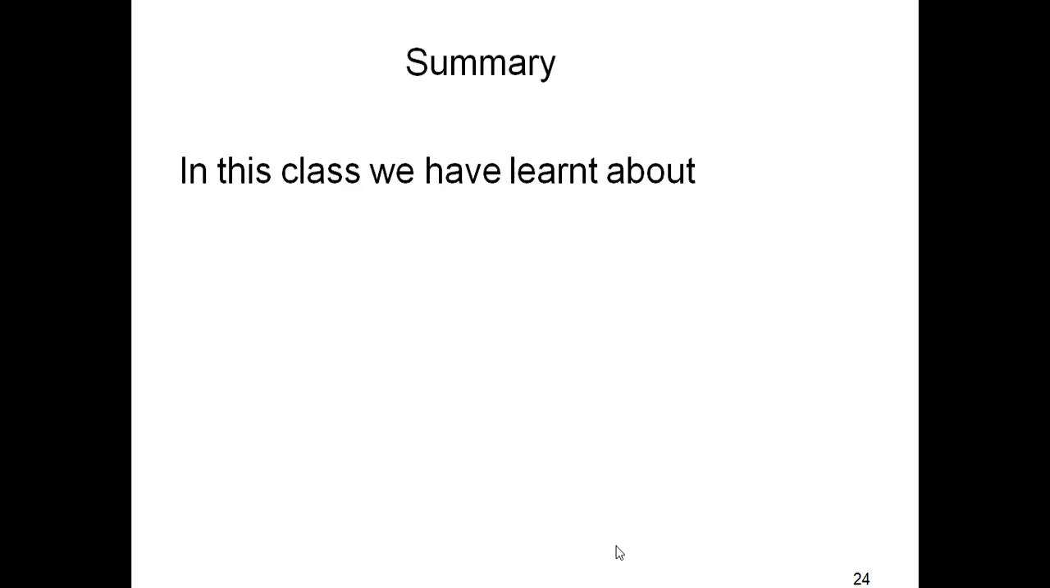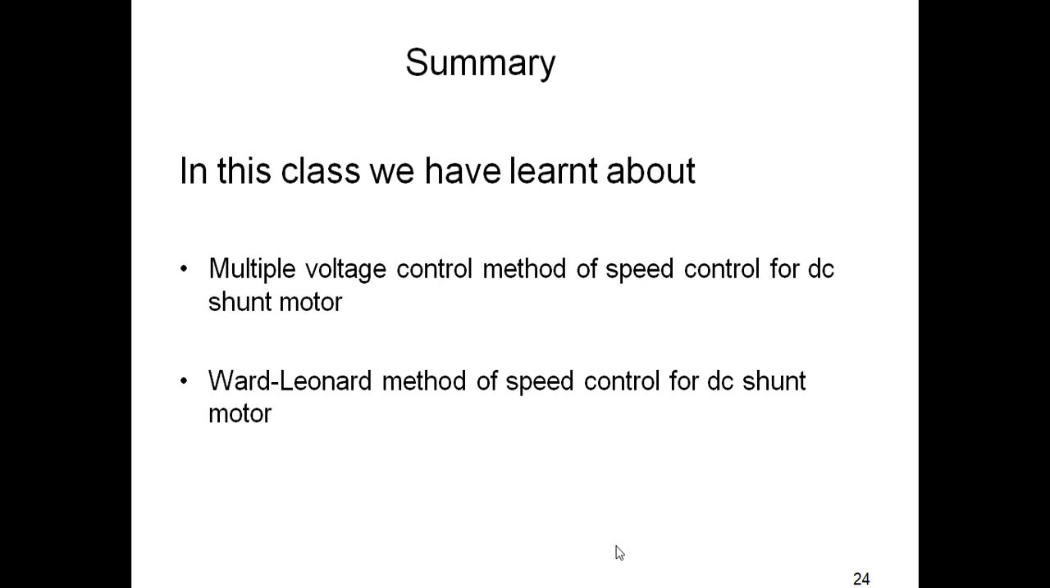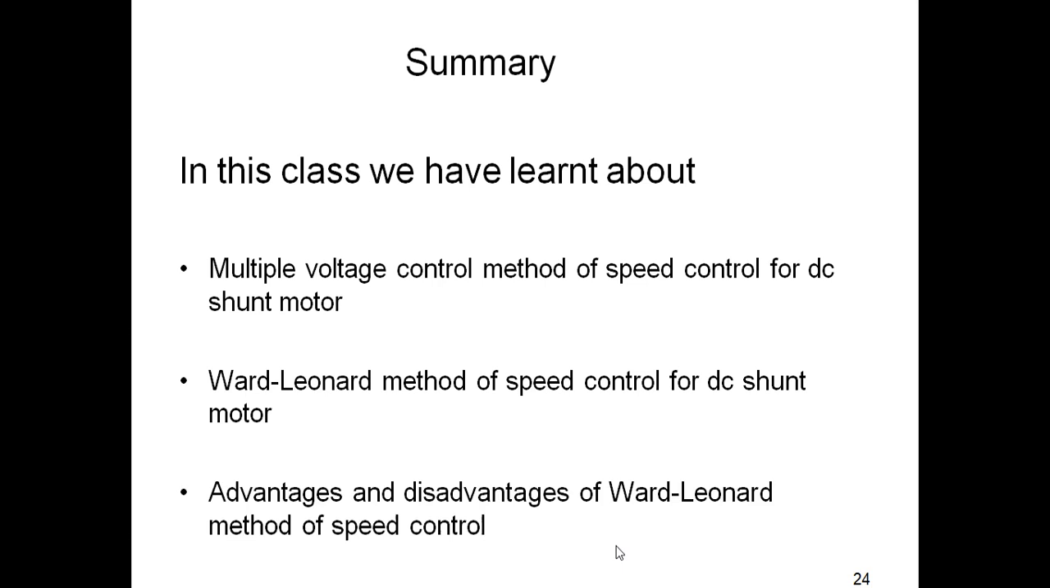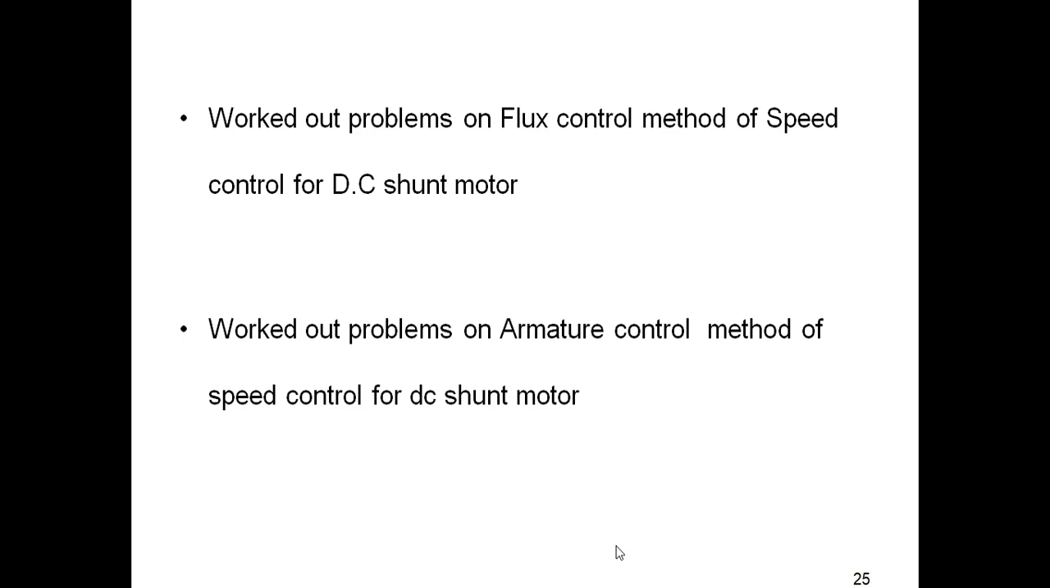From this presentation, we have learned about the multiple voltage control method of speed control for a DC shunt motor, and also we have learned about the Ward Leonard method of speed control for a DC shunt motor and the advantages and disadvantages of it, and we have solved problems on flux control method of speed control for DC shunt motor, and also solved some problems on armature control method of speed control for a DC shunt motor.